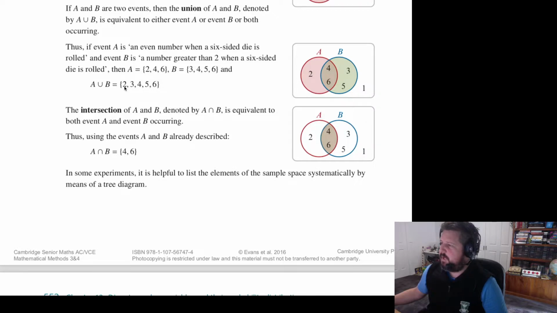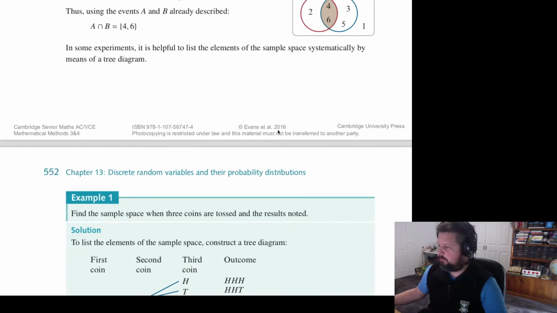The union of those is obviously the numbers in both of those spaces, in A and B, so combining them. Again, the intersection, if we're looking at this particular Venn diagram, is denoted as A intersection B, and it's equivalent to both A and B occurring. So the intersection was where they overlap in the middle. You can see here in this particular case, the intersection of A and B is 4 and 6. Often it helps to draw these types of diagrams, and we can also draw tree diagrams as well.